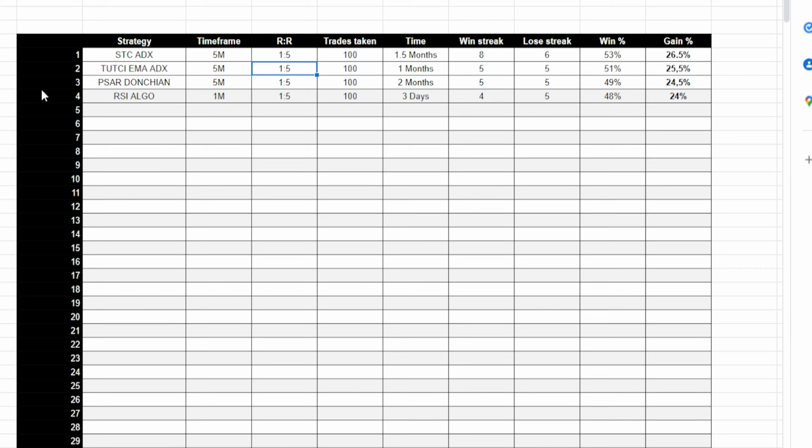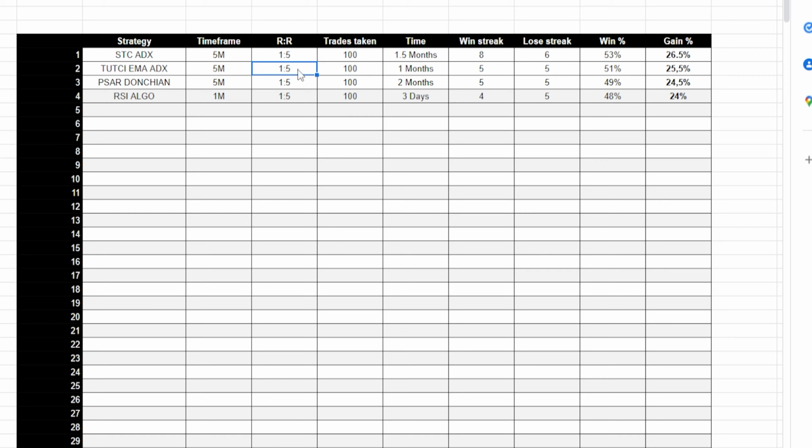So I have done 100 backtests with the TUTCI, EMA, ADX. These are the results. I'm pretty satisfied with it, especially because it only took me 1 month to get 100 trades. It was not even a month. It was like 27 days or something.